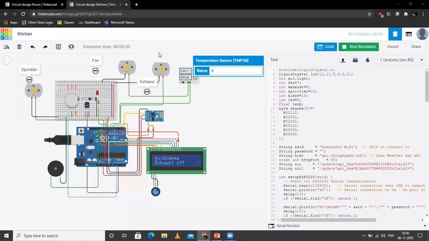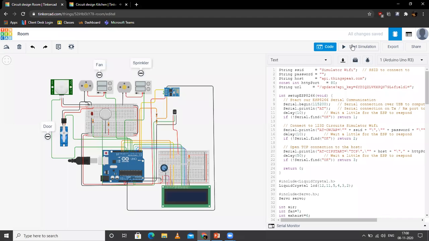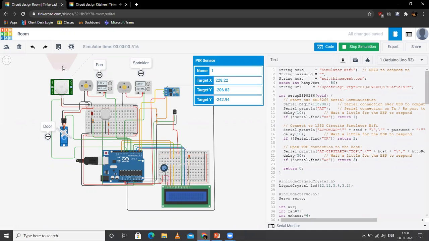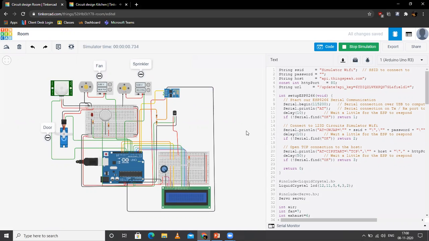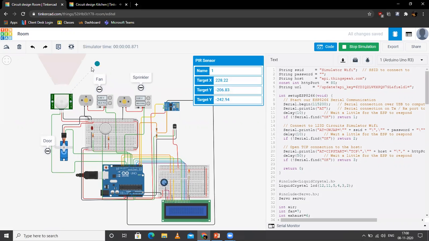So the other room will be explained by Dheeraj. As we can see, this is the main room, and we've started the simulation. Similar to the previous room, if the PIR sensor detects human motion, then the servo motor will turn 90 degrees, which it already has. And if it doesn't detect any motion, then the door will turn back to its normal position.